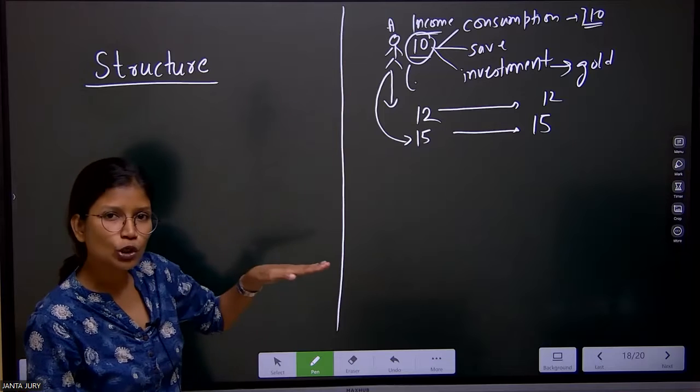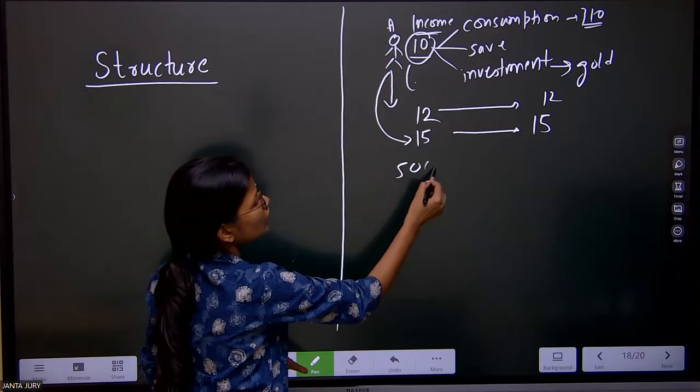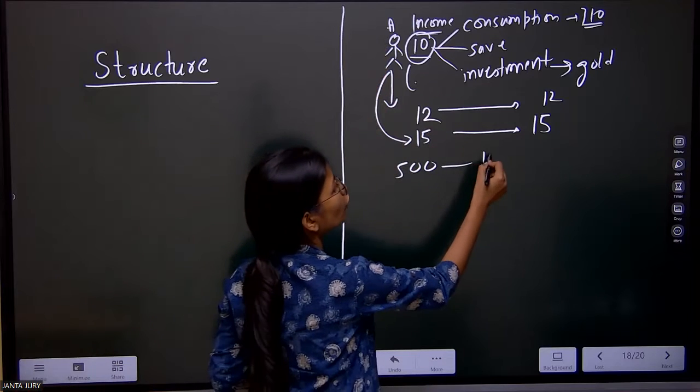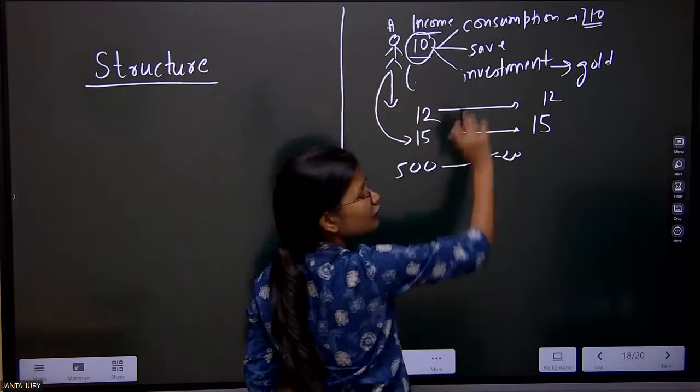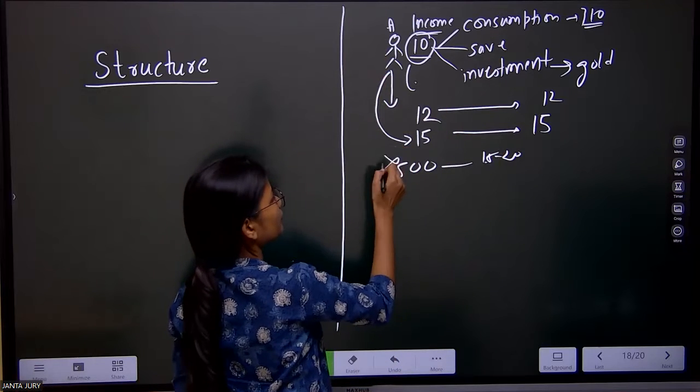That means his income is low. Let's say suddenly he increased his income by 500. Then this problem would not come, right? Because then he will spend 15 or 20 rupees on consumption, and the rest of it he will invest and save, right? But this is not happening.